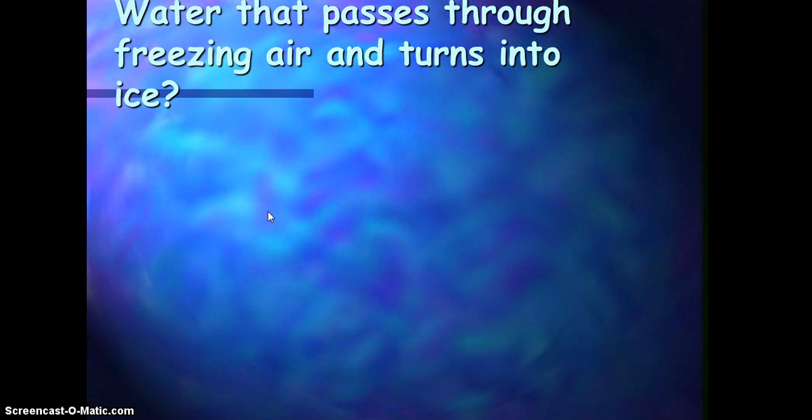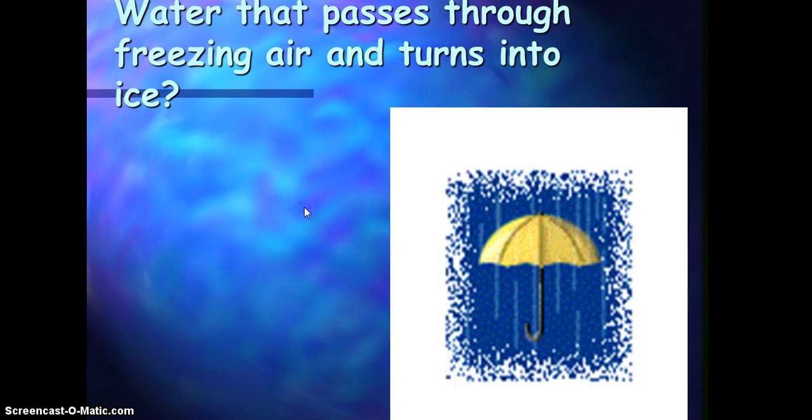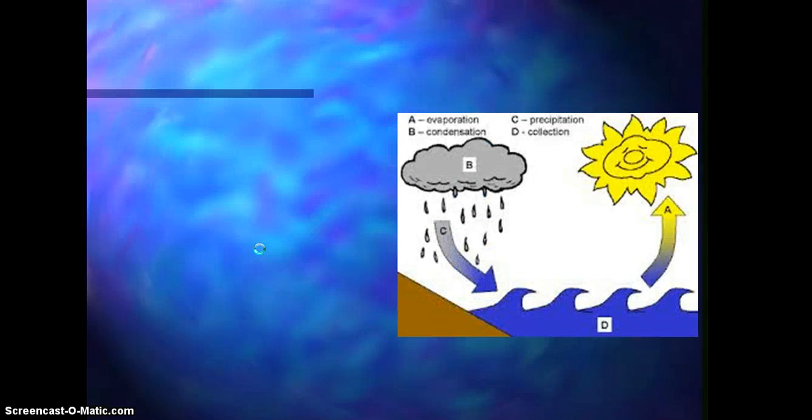Continuing on. Water that passes through freezing air and turns into ice is called? Looks like water, but it's actually sleet. So there is a frozen layer of air that actually freezes the rain and turns it into sleet before it reaches the ground. Continuing on, except this time we're going to talk more about the water cycle, and that's what actually controls the weather that we have.